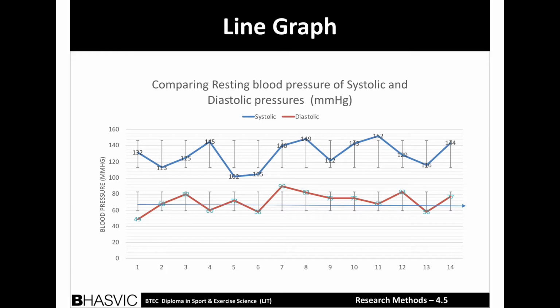Each result is made into points, and when all the points have been noted, they can see how the results change over that period of time.